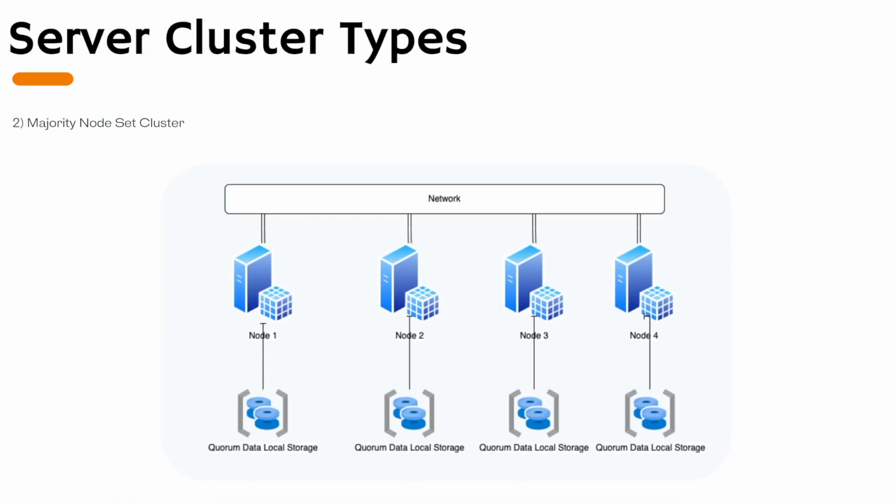The next server cluster type we have is the majority node set cluster. The majority node set cluster is similar to the standard quorum cluster. However, it works with servers which are located in different geolocations. Each node maintains its own copy of the cluster configuration data, and this data remains consistent across every node.